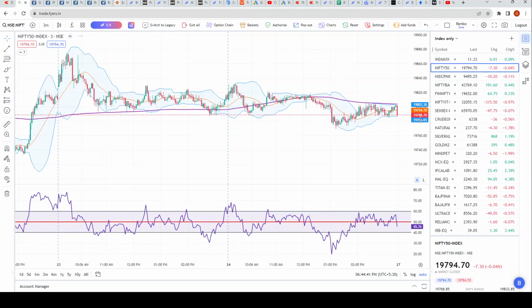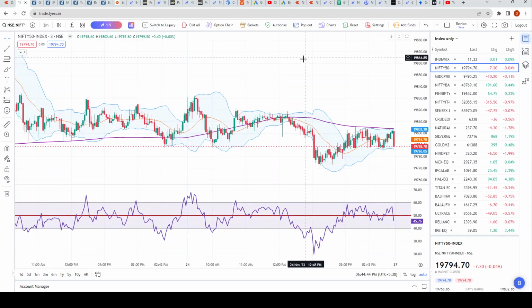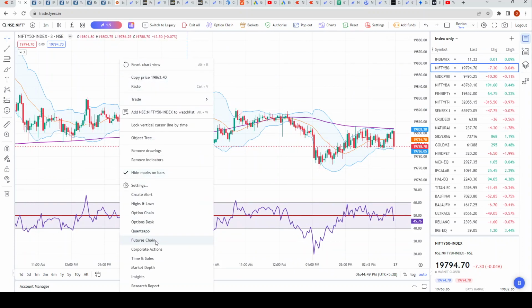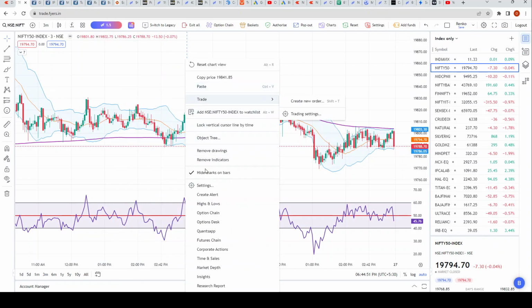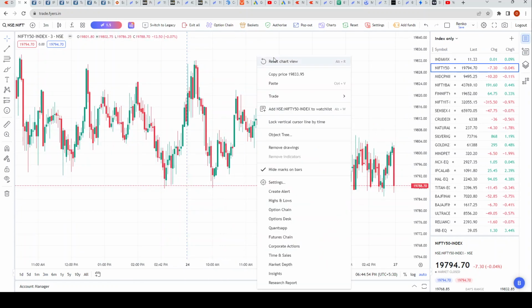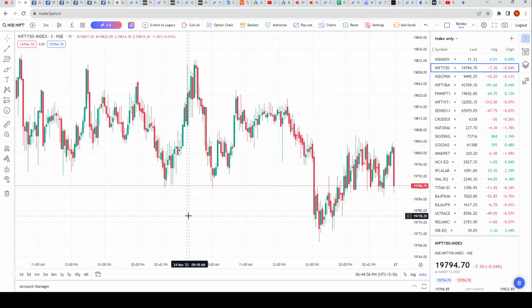All right. So first look at something like an index. The first thing that we will do is take away all the existing indicators. So we will remove drawings and remove all indicators. So what we have right now is a pure Nifty 50 chart on the 3-minute time frame. For the sake of simplicity, I will do this on 3 minutes for Nifty 50 and I'll do it on 15 minutes for a commodity like silver. But the process will remain the same.